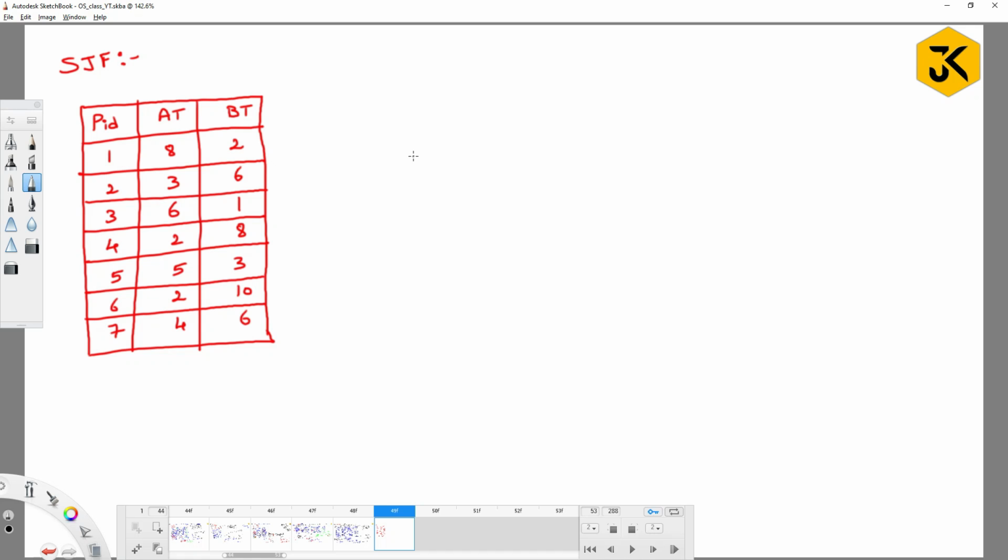Hi everyone, welcome back. Let's see another variation of SJF algorithm. So how is SJF going to work? SJF means shortest job first, which will give the priority to the process having the lowest burst time. Right?